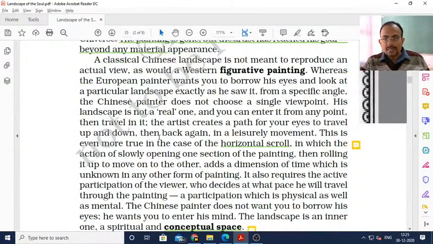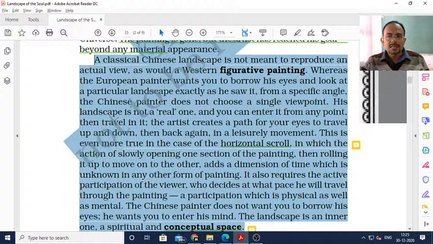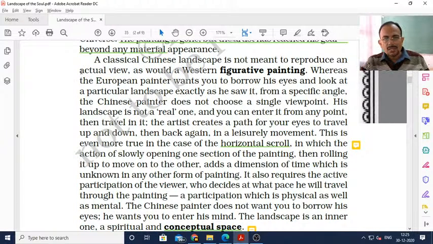A classical Chinese landscape is not meant to reproduce an actual view as would a Western figurative painting. Okay, the writer says that a classical Chinese landscape is not meant to just represent the actual view like the Western figurative painting. The Chinese landscape does not show you the actual view. It will show you a view which you need to read, okay, you need to reflect to be able to understand what exactly the painting means.